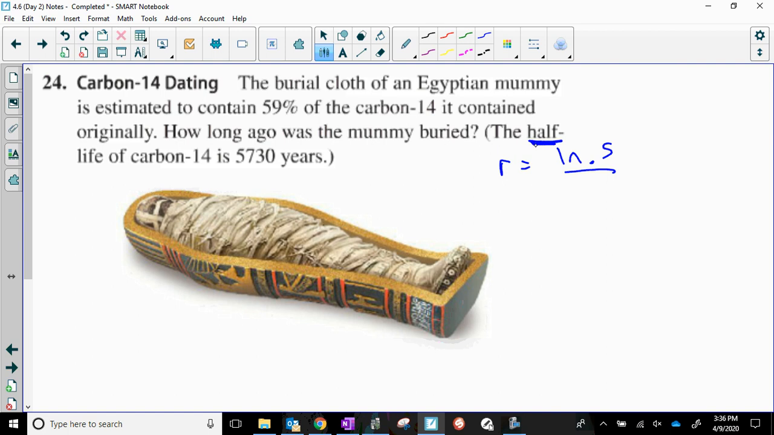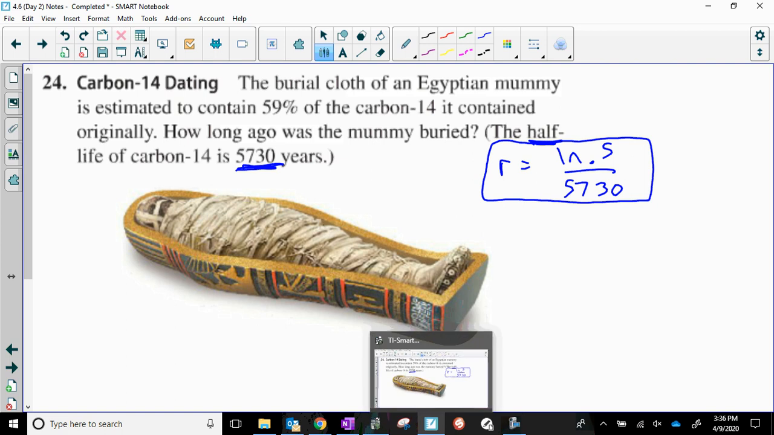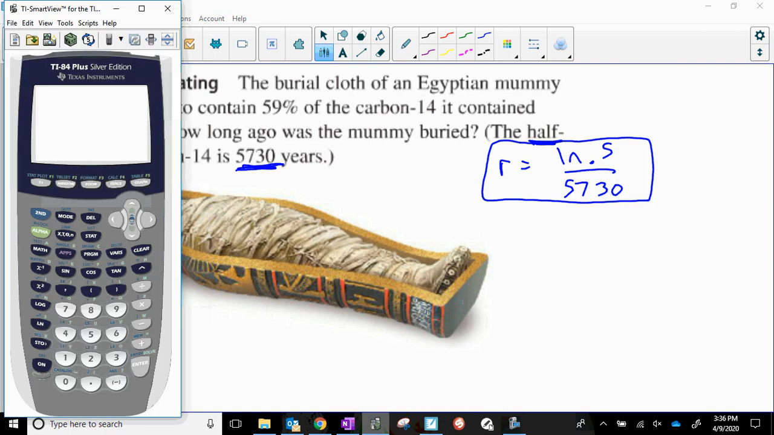I'm given a ratio of half. I'm given the time it takes to reach that. So if I take the natural log of the ratio divided by the time it takes to get there, I have my rate. And if you want to throw that in your calculator to see what it is, great.